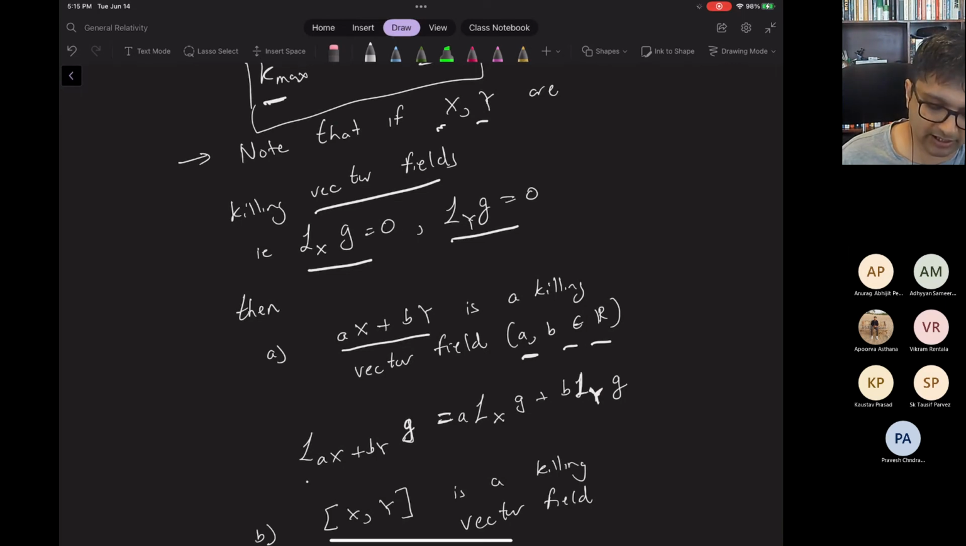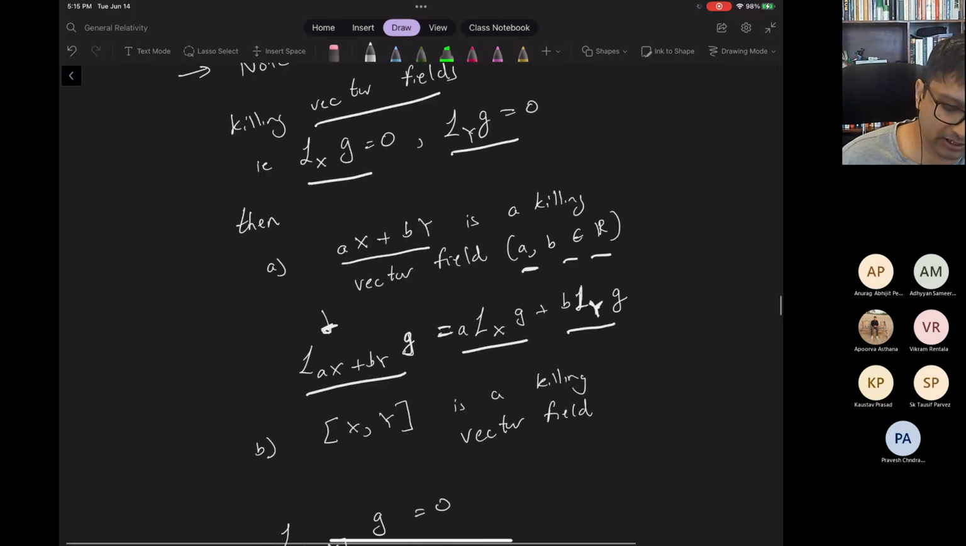That is, the Lie derivative with respect to aX plus bY on g, by the linearity of the Lie derivative, is a L_X g plus b L_Y g. And therefore, since this is 0 and this is 0, this whole thing is 0. Therefore, aX plus bY is also a Killing vector field.